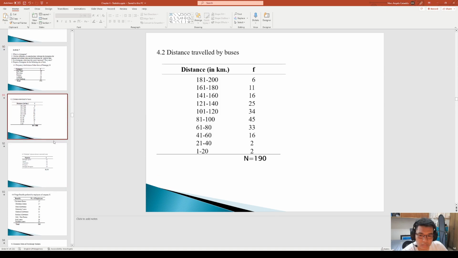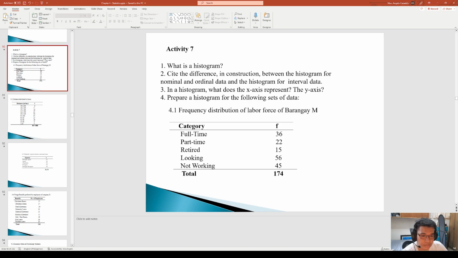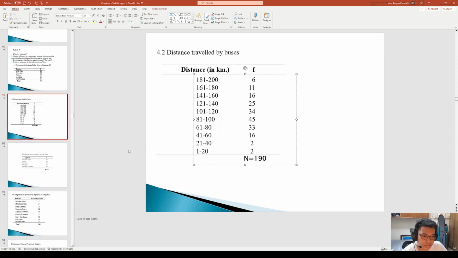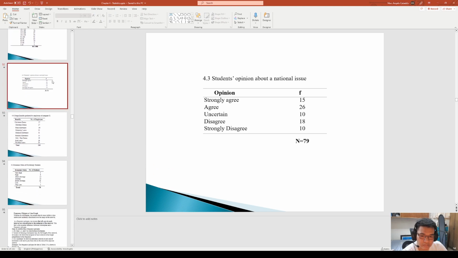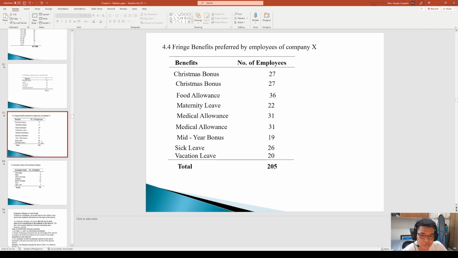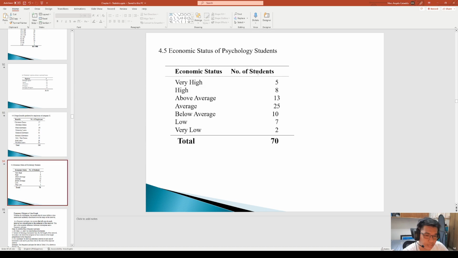Okay. So other examples, no. Oh no, other parts of number 4 activity, no. So this is for nominal, no. This is for nominal. This is for interval data. You need to create a histogram for interval data. Then of course your ordinal data. Okay, so you are tasked to create different sets of histograms for different sets of data, no. So you have 5. Okay, so you have to create 5 histograms for each. Okay, this is the fifth data. Okay.